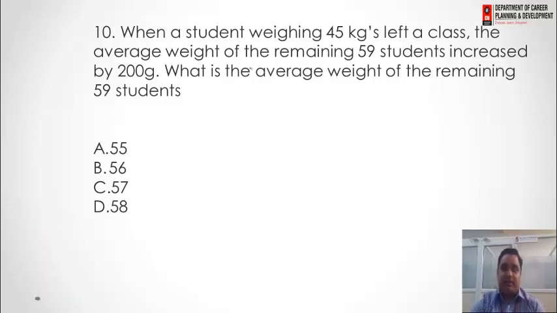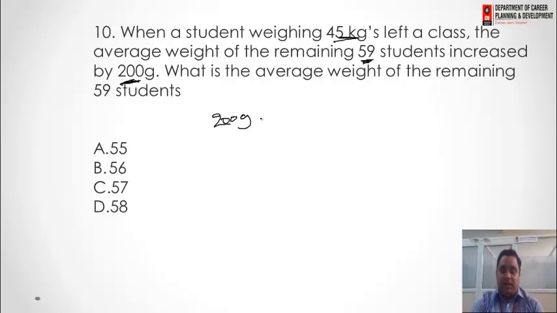The next is, when a student weighing 45 kilograms left the class, the average weight of the remaining 59 students increased by 200 grams. What is the average weight of the remaining 59 students? So now the thing is, originally we have 60 students in the class, and when a student weighing 45 kilograms left the class, each student gains 200 grams of more weight.